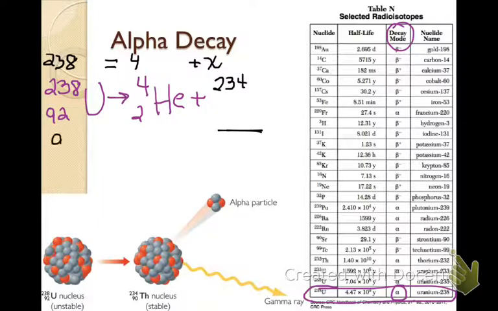Let's do the same thing at the bottom. We have 92. That arrow really means an equal sign, and 2 plus an unknown number. I'll do this as another x. So 92 is equal to 2 plus x. So when you solve for x, you should see that it's 90. We can then look at our periodic table to figure out which element has the atomic number of 90, and it ends up being Th.